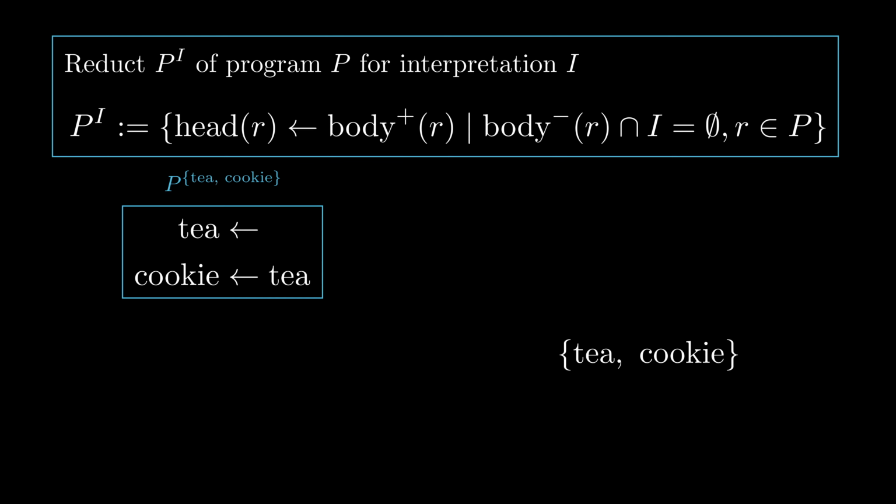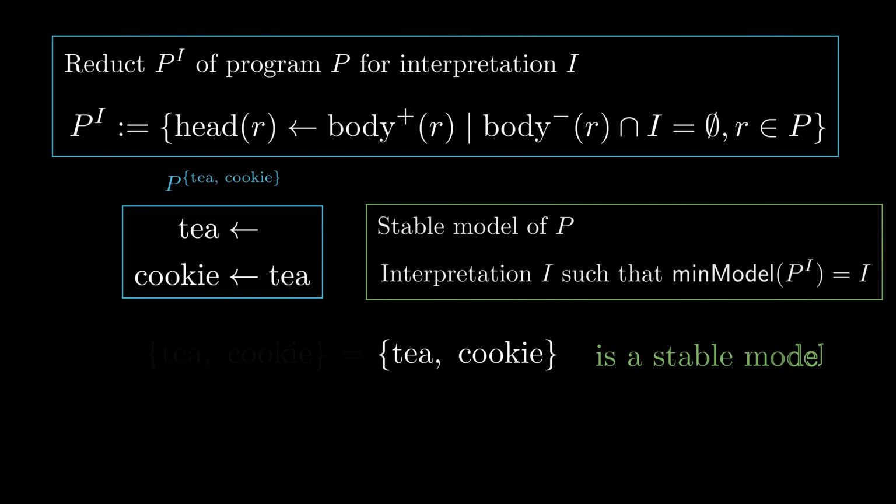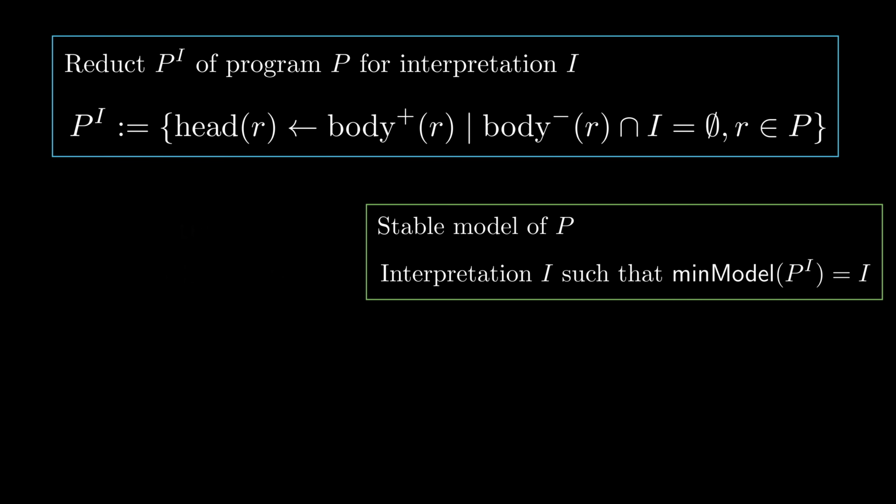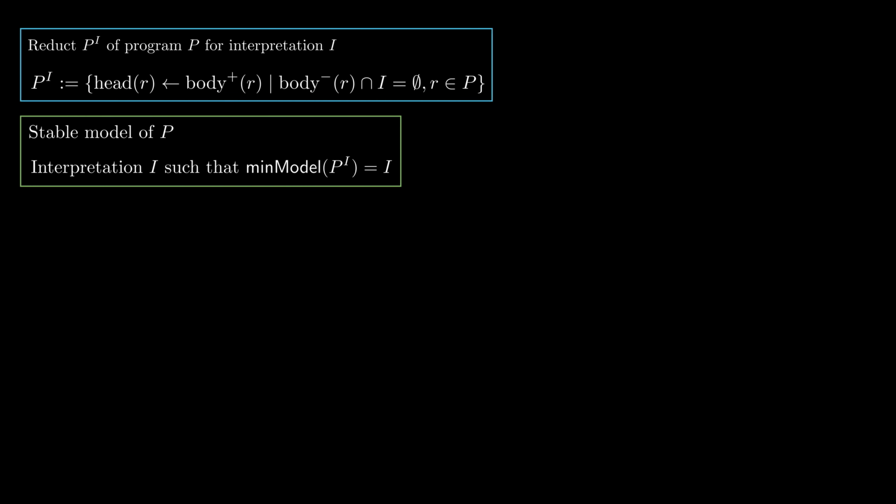Now, this reduct is a positive logic program, so it has a unique minimal model. Let's see whether our candidate interpretation coincides with this minimal model. Well, yes it does. The minimal model of the reduct for tea and cookie is tea and cookie itself. In this case, we say that tea and cookie is a stable model of our logic program. Let's take a look at another example.